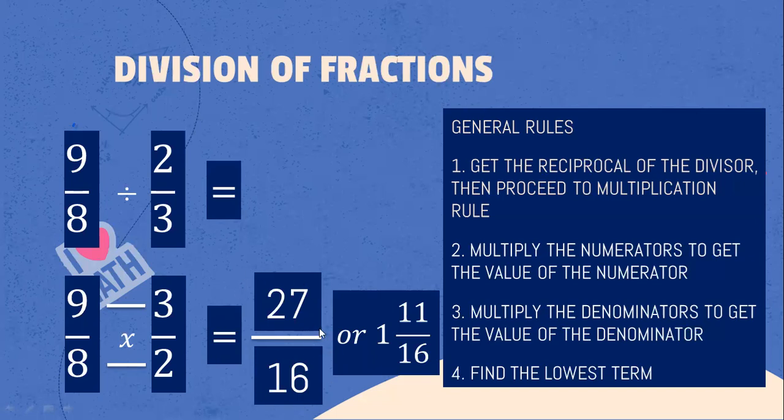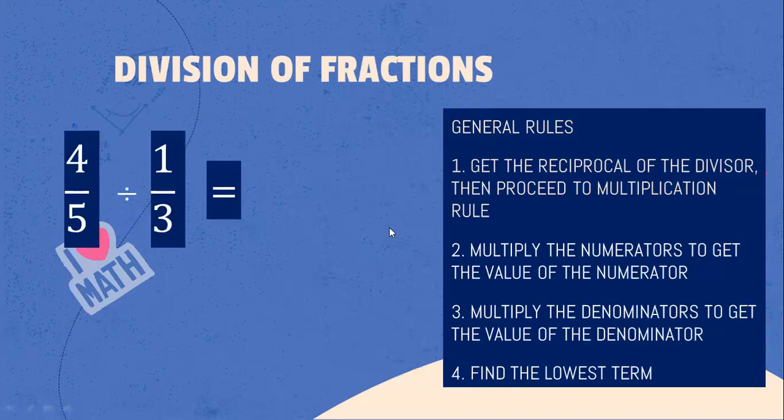27 over 16 is an improper fraction. That's why we will be getting its mixed number. 27 over 16 is equal to 1 and 11 over 16. That's why our final answer is 1 and 11 over 16. I already uploaded how to change an improper fraction to a mixed number. You can check my previous videos.